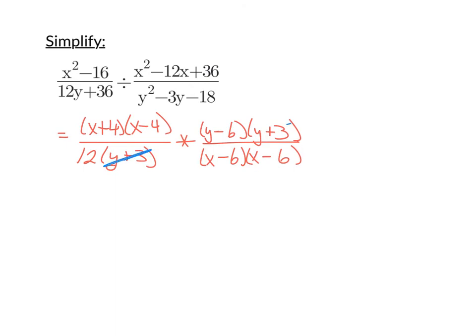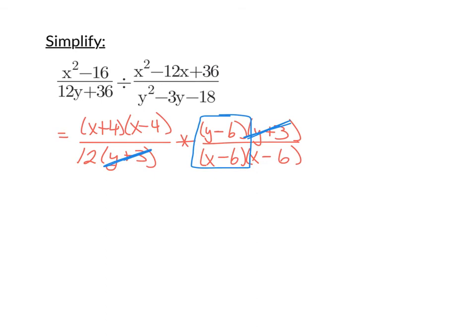Y plus 3 and y plus 3. Those two cancel. And that's it. You may be tempted to say that these two are going to cancel because they both have the minus 6 in them. But one is y minus 6 and the other one is x minus 6. And so no, nothing's going to cancel.